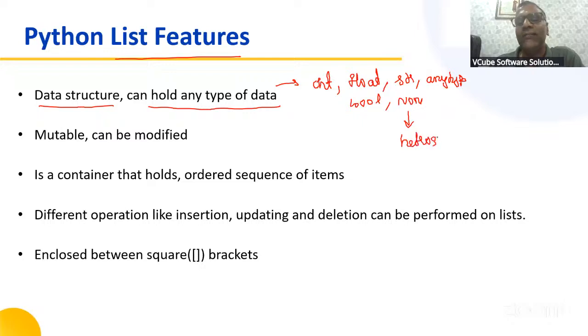Heterogeneous means we can store any kind of data in the list object. The first point is: list is a data structure. It can hold any kind of data.